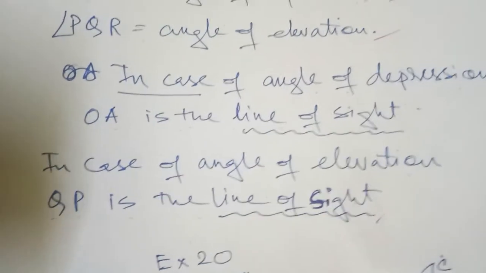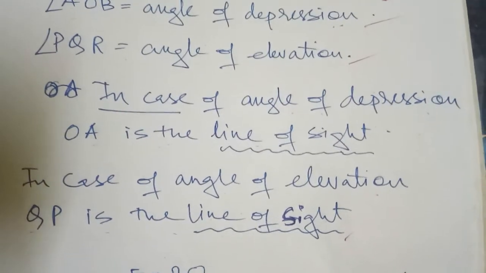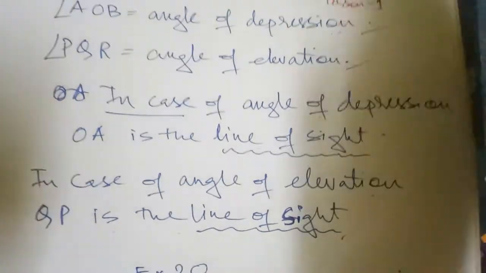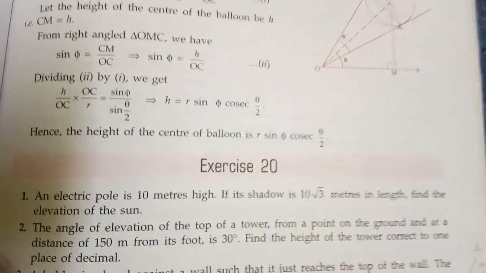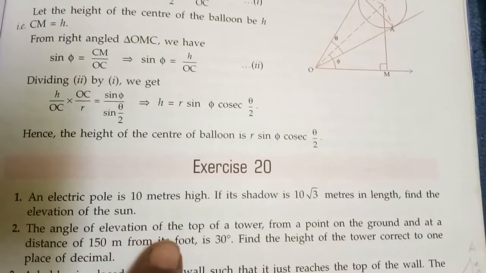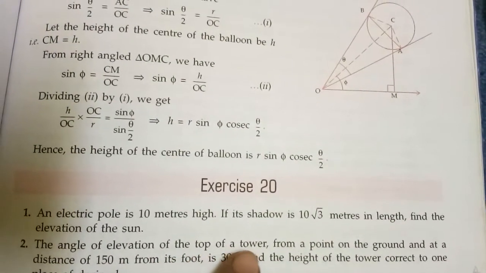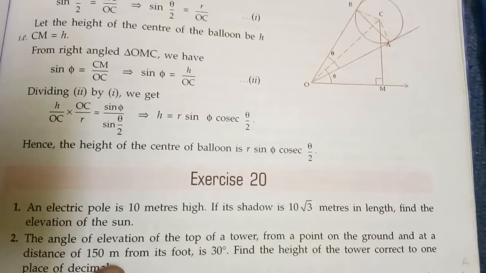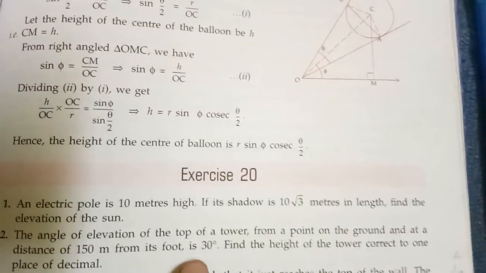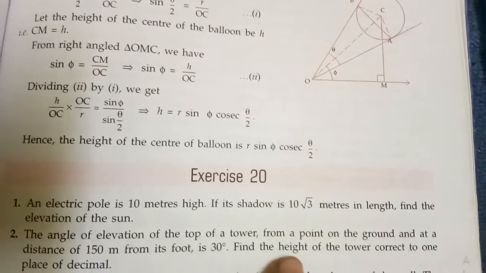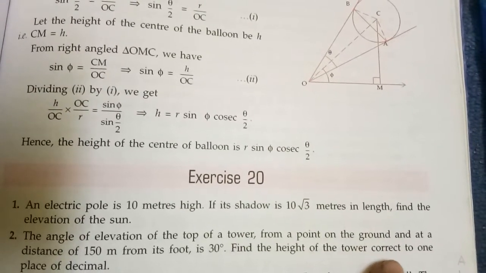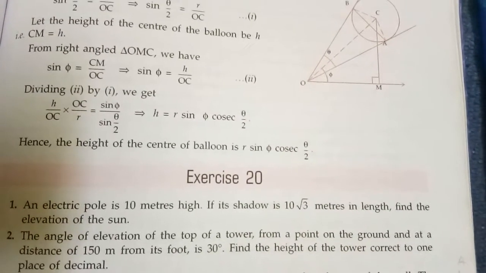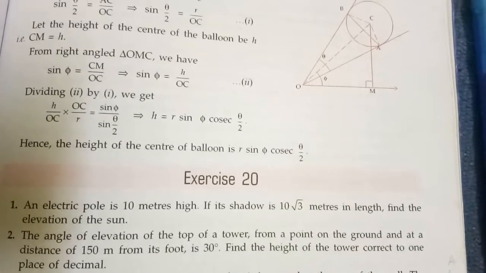Now from here I've taken one example, not from the exercise. See, the question is written over here. The angle of elevation of a tower from a point on the ground at a distance of 150 meters from its foot is 30 degrees. Find the height of the tower correct to one place of decimal. That is kind of a different thing. Now I am forming the figure.